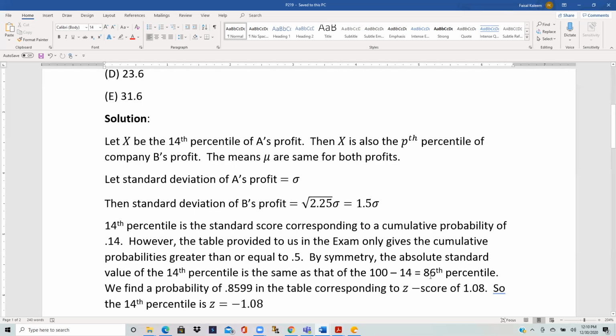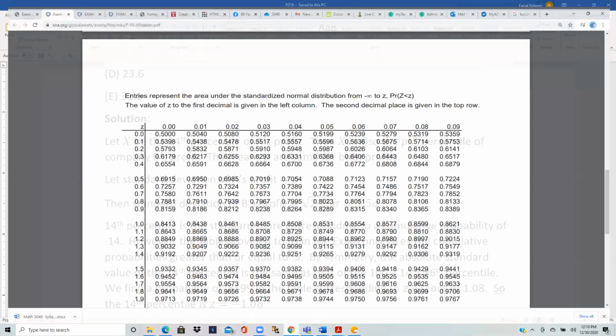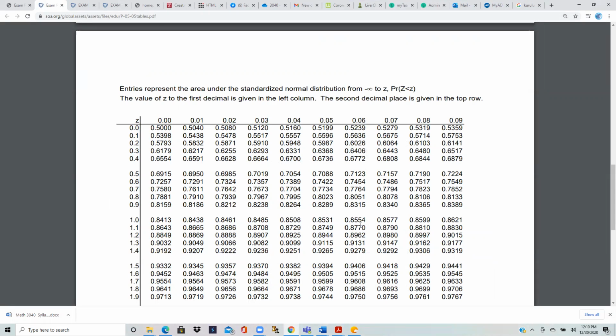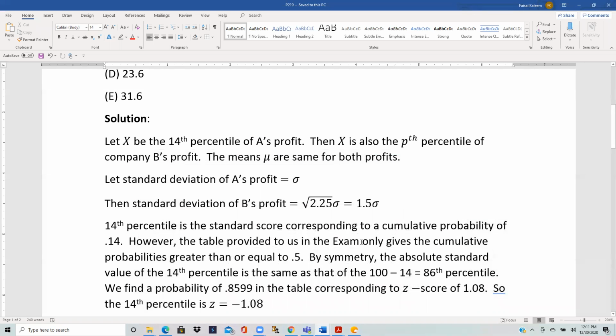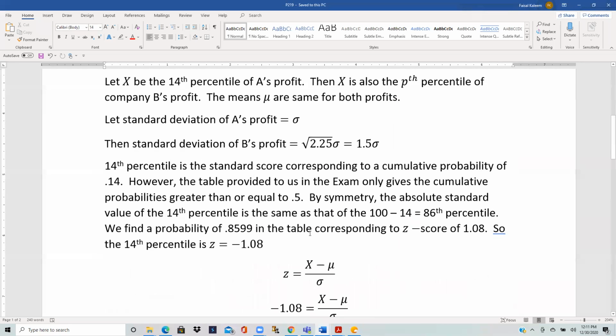So we will look at the cumulative probability of 0.86. We get 0.8599, and that's extremely close to 0.86. The next value is pretty high, that's 0.8621. So we can safely say that 1.08 is the Z value corresponding to 0.86. So the 86th percentile is Z equals 1.08, and therefore the 14th percentile will be Z equals negative 1.08 by symmetry, as we discussed.